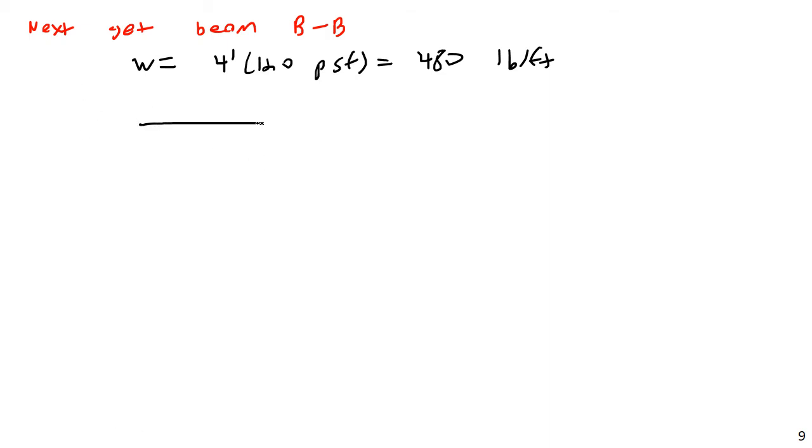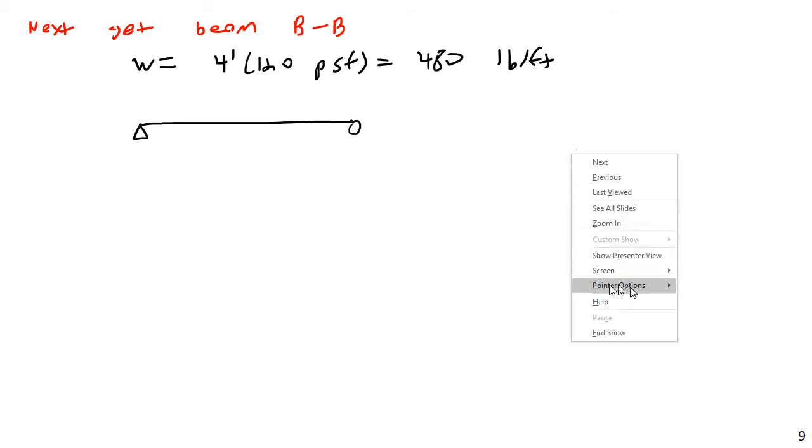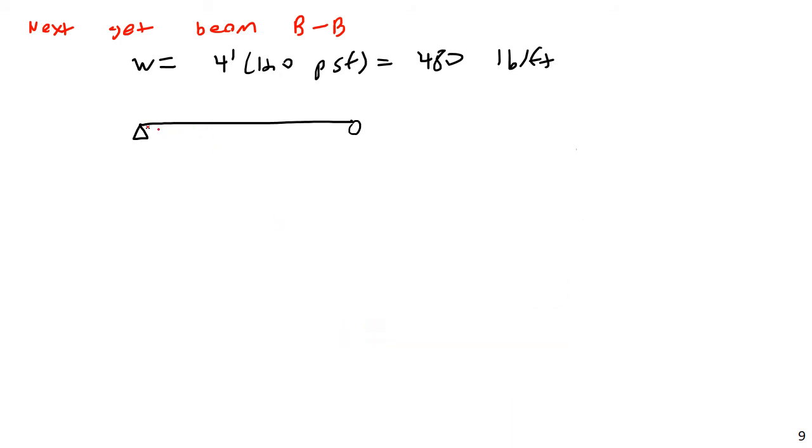So that would be my distributed load, or my line load w. And so the loading diagram for this would look like this. If I go and get my red pen here, it would look like this. This would be 480 pounds per foot. And because this thing is 12 feet long, if I multiply this by 12 and divide by 2, I will find that the reactions here, assuming pin supports, would be 2,880 pounds.